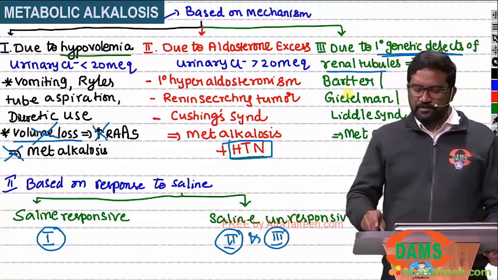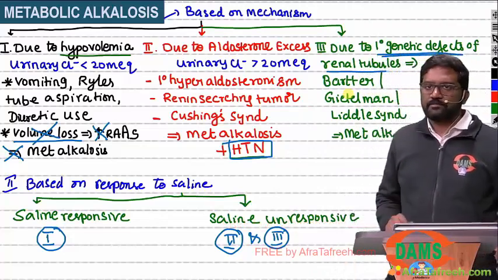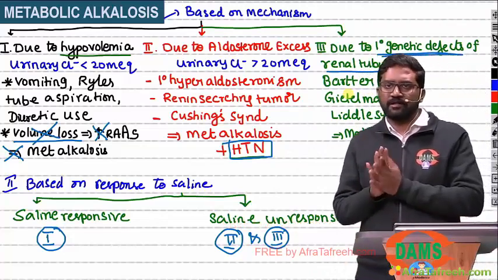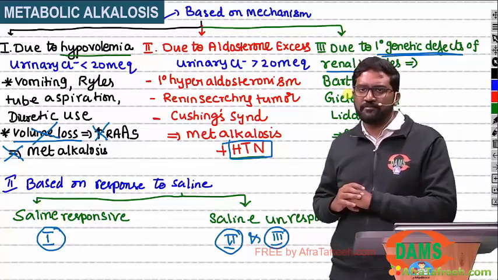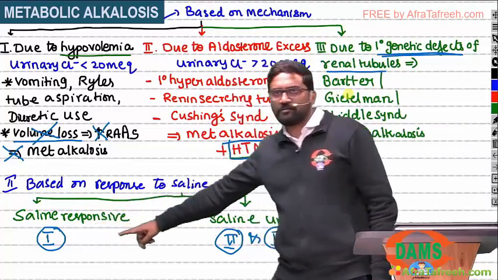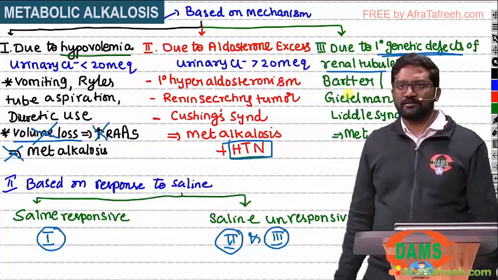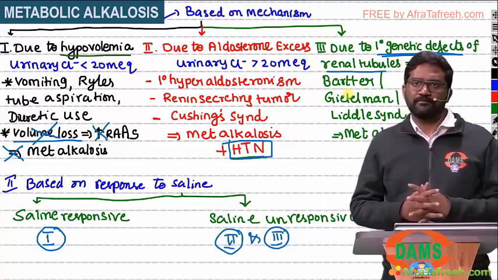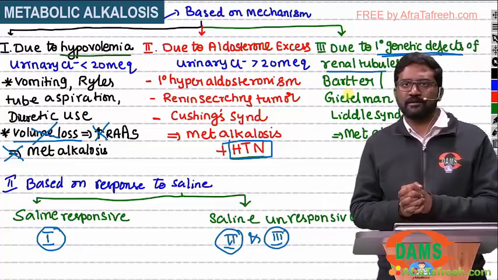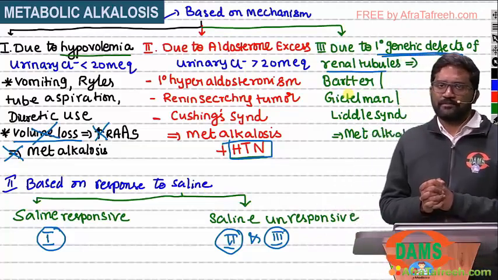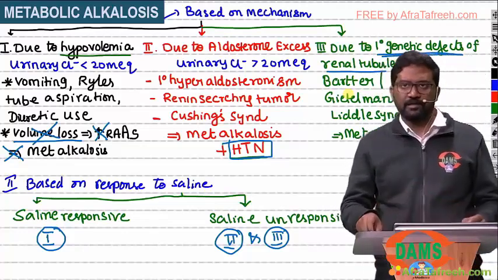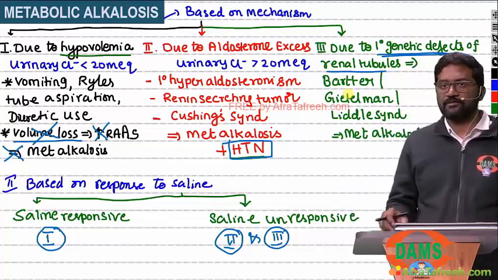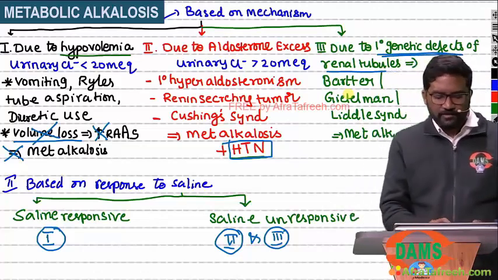So in very simple words, in the emergency department, if you find it saline responsive, just give saline, save the life of the patient, the story is over. But if it is saline unresponsive, you have to evaluate for the precise cause and treat it appropriately. So the first classification is based on mechanism, the second is based on response to saline in the emergency department for our convenience. Now if you do some questions, you can understand this better.